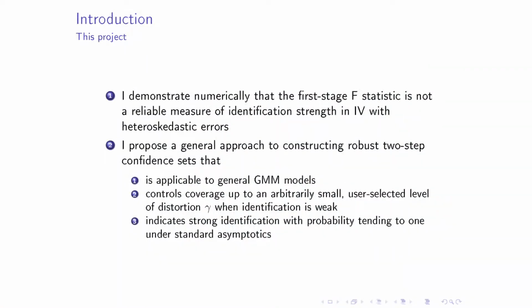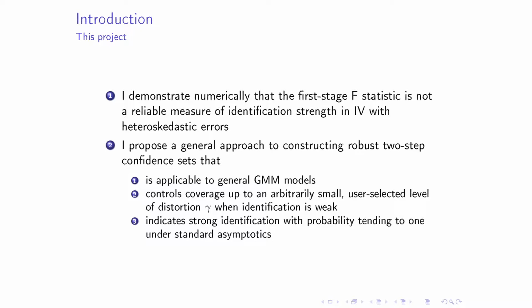So the first thing I do in this project is to demonstrate numerically that the first stage F-statistic is not a reliable measure of identification strength if you relax that homoskedasticity assumption. In particular, I'm going to show that in linear IV with heteroskedastic errors, you can have enormous values of the first stage F consistent with extremely poor behavior for the usual asymptotic approximations.